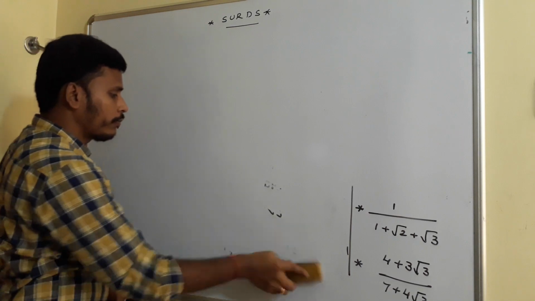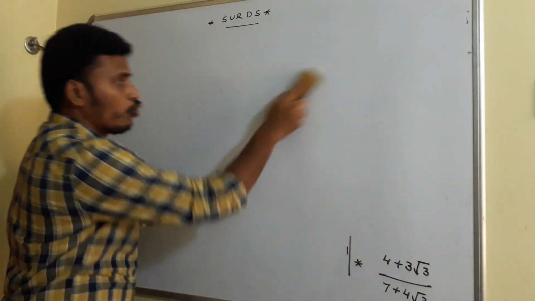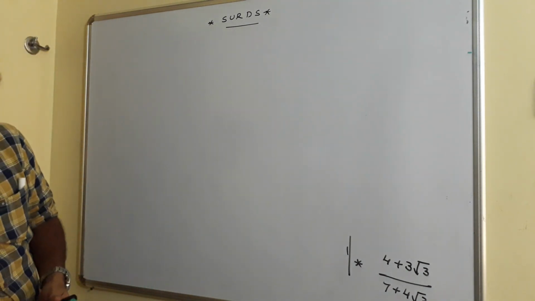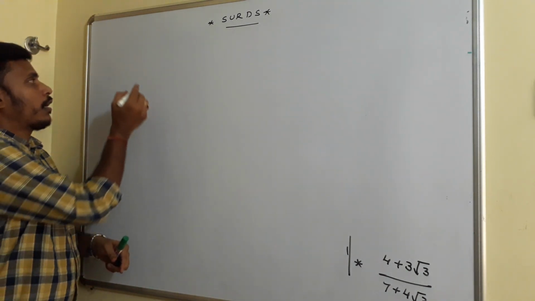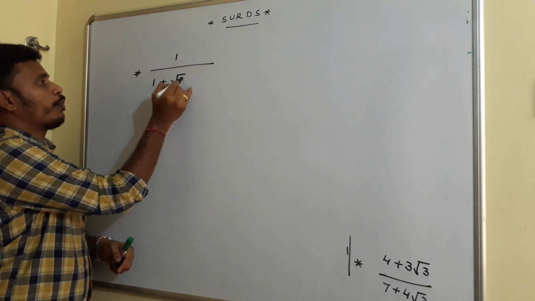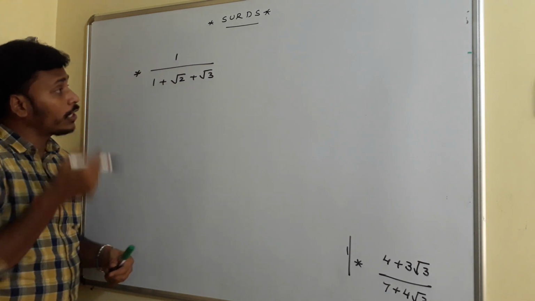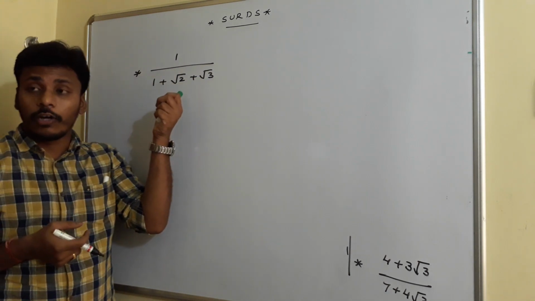For example, the problem is 1 by 1 plus root 2 plus root 3. You need to rationalize the denominator. Right? 1 by 1 plus root 2 plus root 3. So our idea to make the denominator rational is to multiply with the rationalizing factor of the denominator.